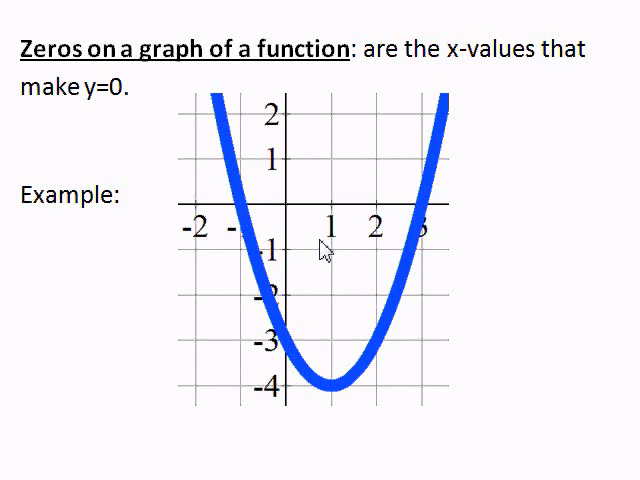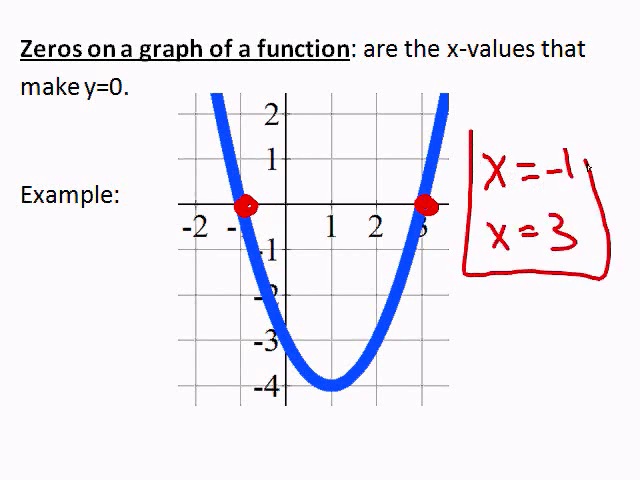On a graph, our zeros show up as the x values that make the y values equal to 0. So taking a look at our graph right here, can I quickly identify two zeros? Right here at negative 1 and right here at 3. So the zeros of this function are x equals negative 1 and x equals 3.